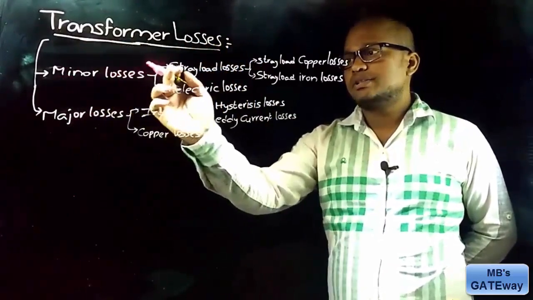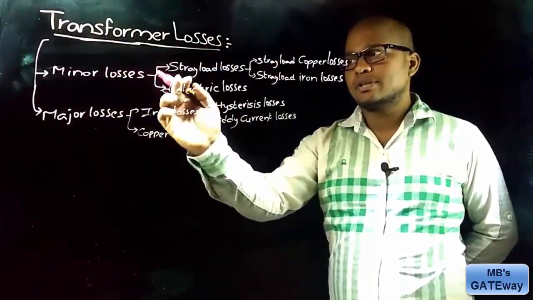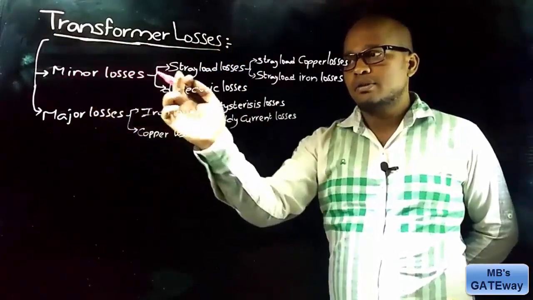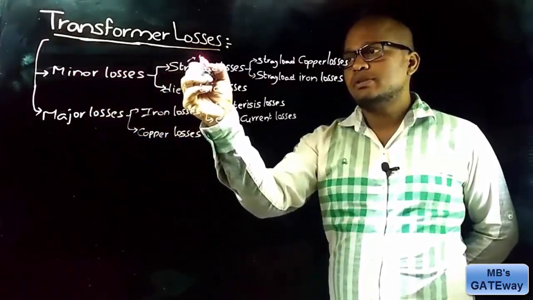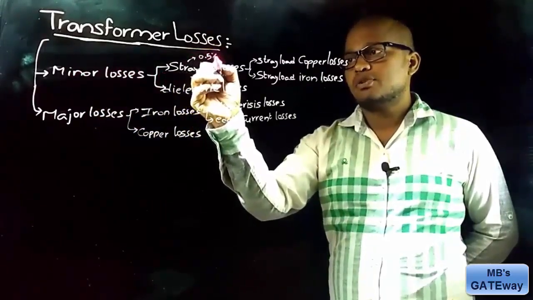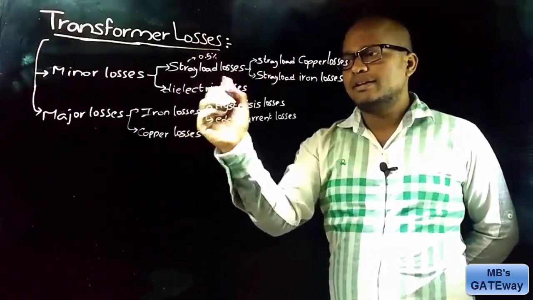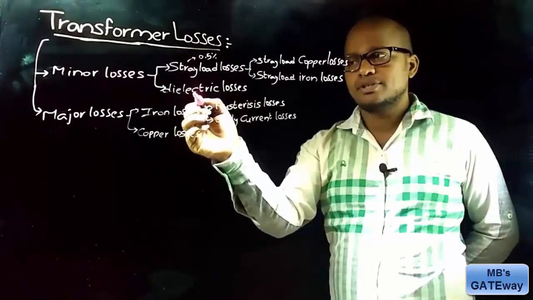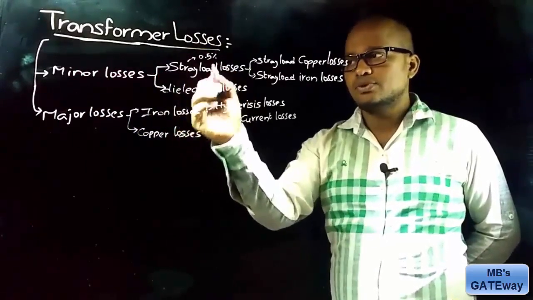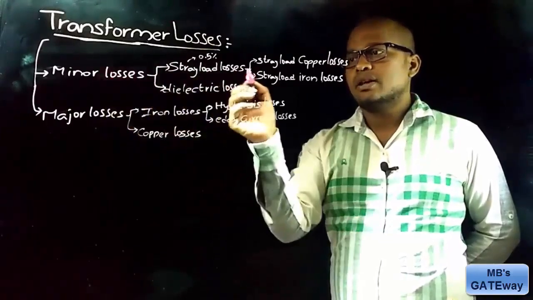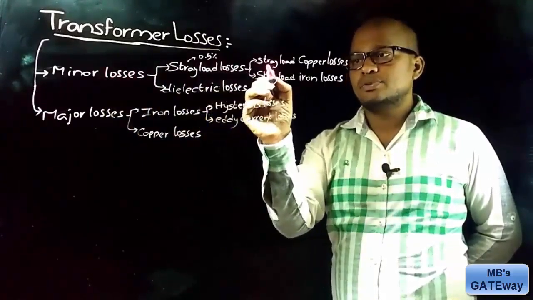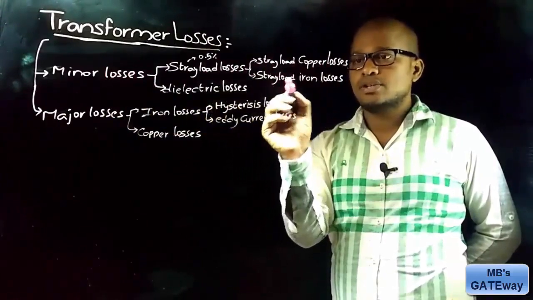The conclusion about transformer power loss is that transformer power losses are classified into minor losses and major losses. Stray load losses and dielectric losses come under minor losses, because stray load losses will be 0.5 percent of full load losses, and dielectric losses will be 0.25 percent of full load losses. So that's why these two come under minor losses, and stray load losses are further classified into stray load copper losses and stray load iron losses.